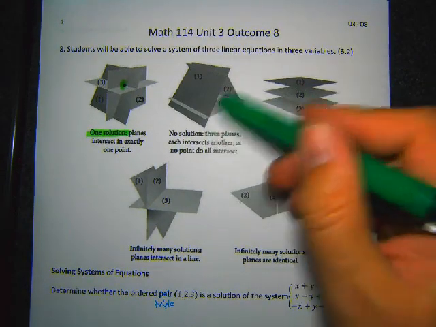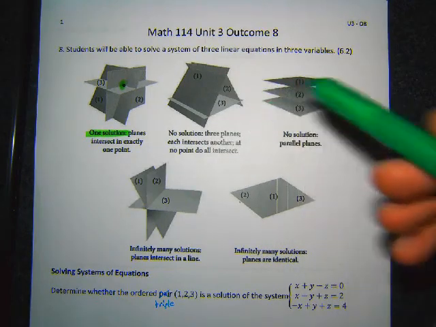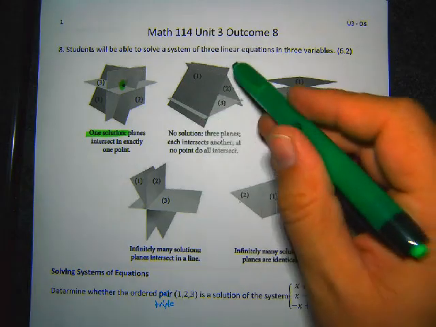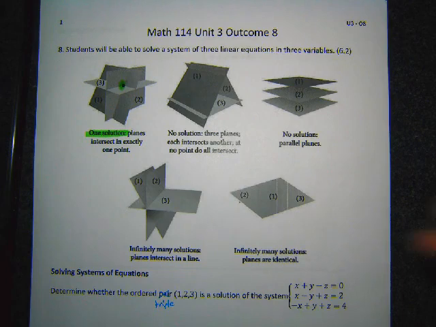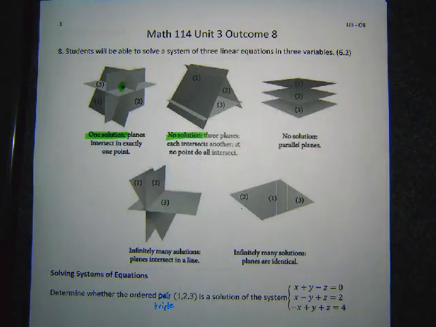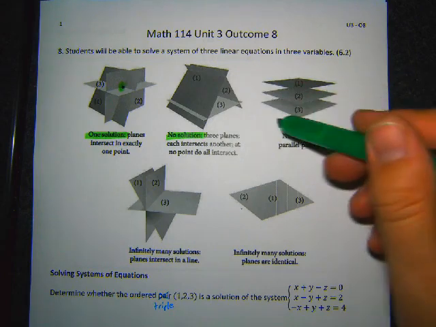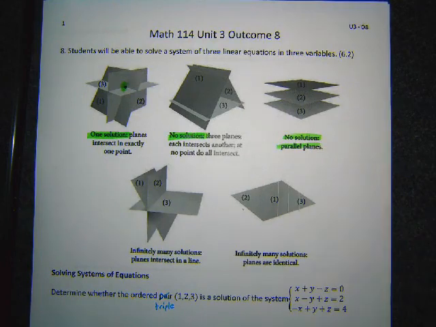You could have a situation like this where there's no solution because all 3 planes never have a point where they all intersect. You can have 2 of the planes intersect, another 2 planes intersect, a different 2 planes intersect, but you can't have all 3 of them at the same time. So this would be no solution. Another way to have no solution here, you notice that they are just completely parallel planes. And of course, if they're all parallel, they never cross, and there'd be no solution.